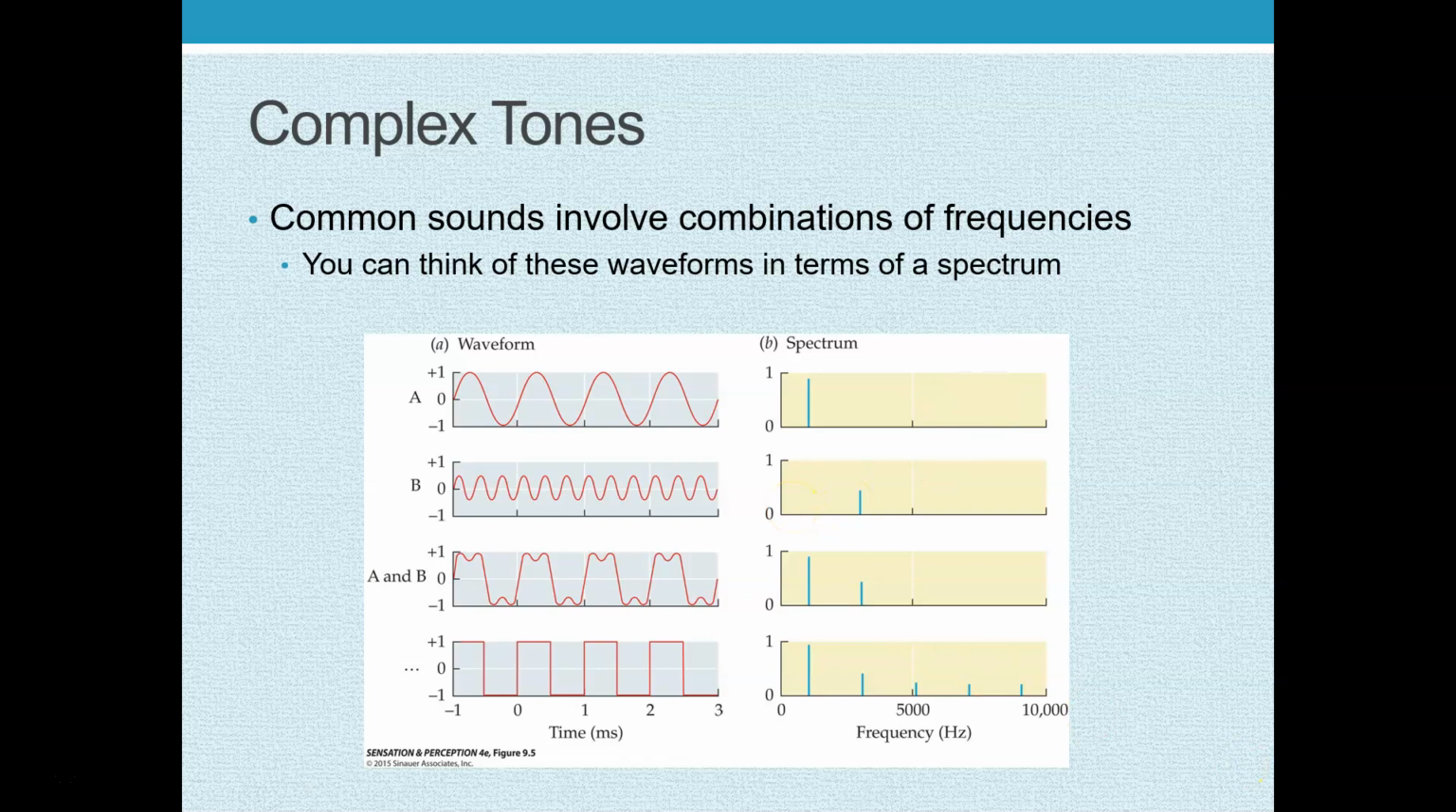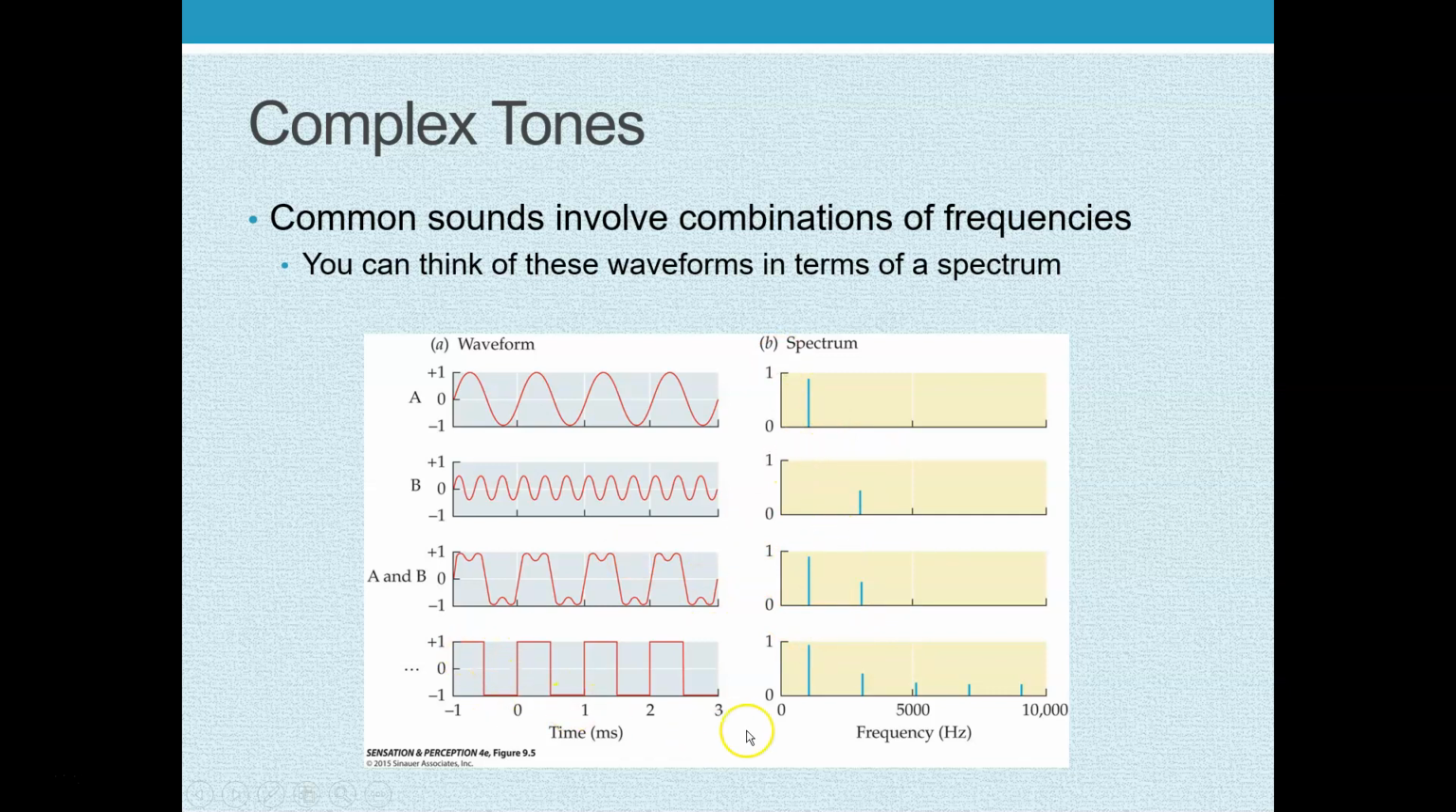So common sounds, as I mentioned, involve a combination of frequencies. You can think of these waveforms in terms of a spectrum. So here's our pure tone. If we map the spectrum against frequency, there's only going to be one spectrum here. If we have a higher frequency, it will look like this. If we combine both of those A and B waveforms to create this, you can see that those two different frequencies are additive, and they actually match up with each of their waveforms' individual spectrum.